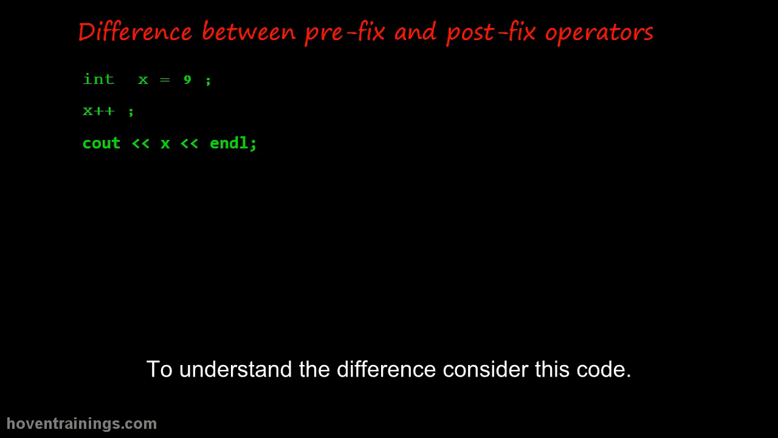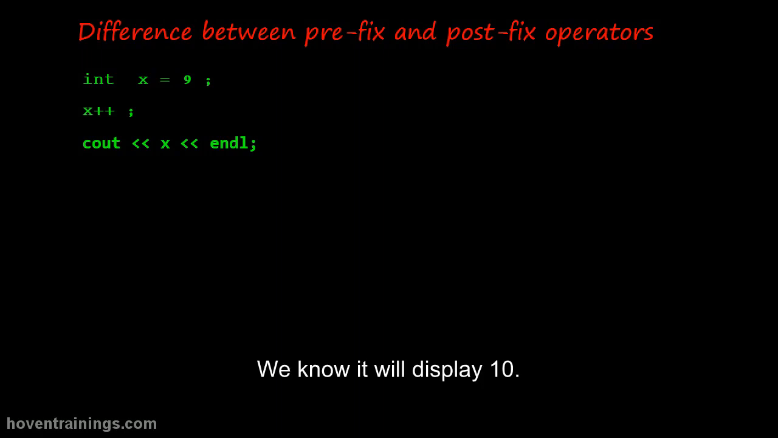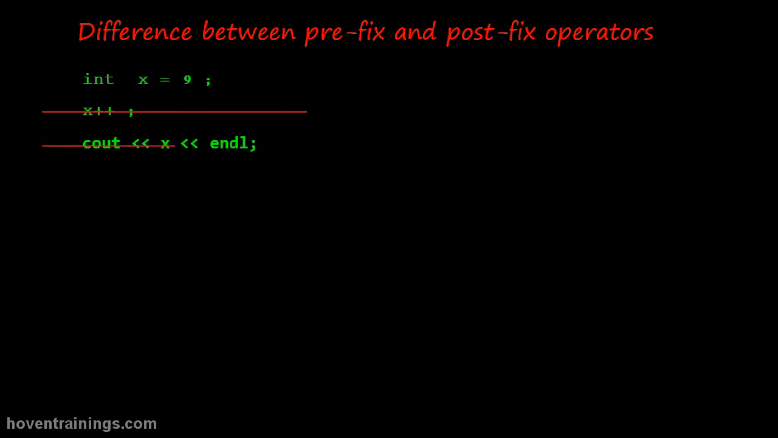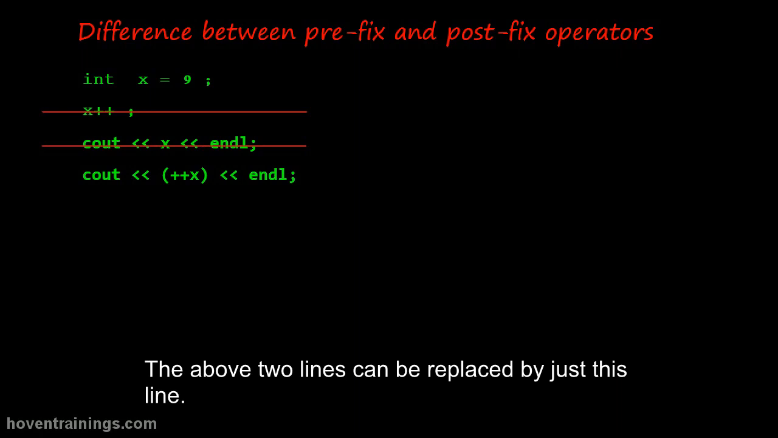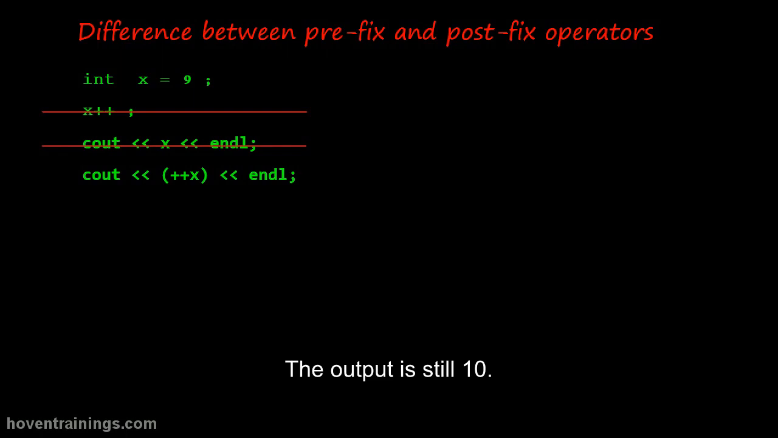To understand the difference, consider this code. We know it will display 10. But it is possible to shorten this code. The above two lines can be replaced by just this line. The output is still 10.